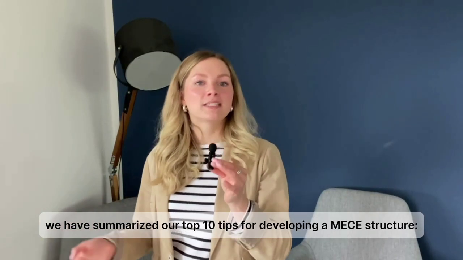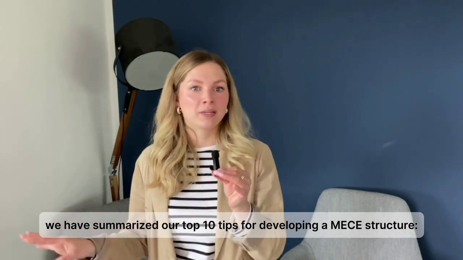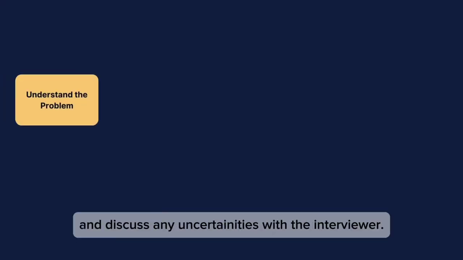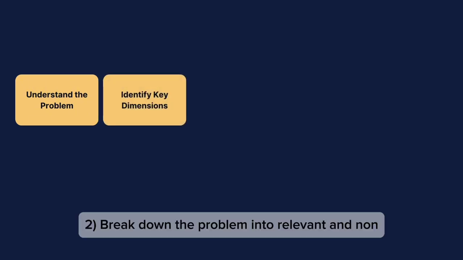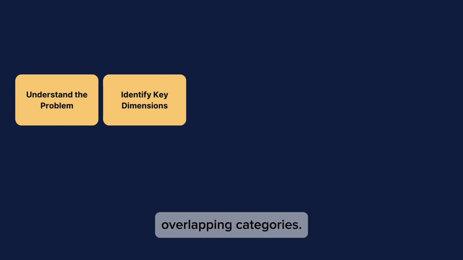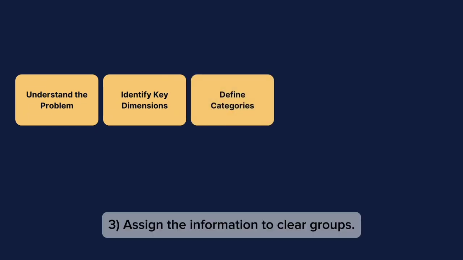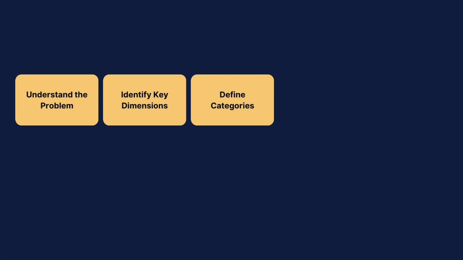Finally, we have summarized our top 10 tips for developing a MECE structure. Capture the problem fully and discuss any uncertainties with the interviewer. Break down the problem into relevant and non-overlapping categories. Assign the information to clear groups.